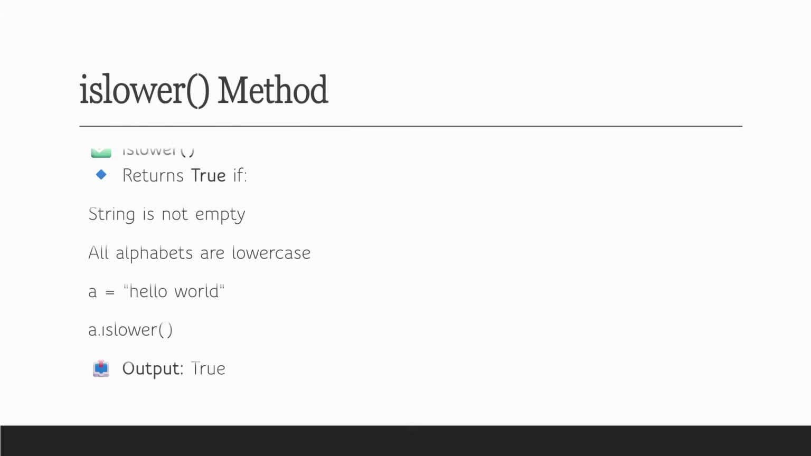islower method. The islower method checks whether all the letters in a string are written in lowercase. If the condition is satisfied, Python returns true. If any letter is uppercase or the string is empty, the result will be false.